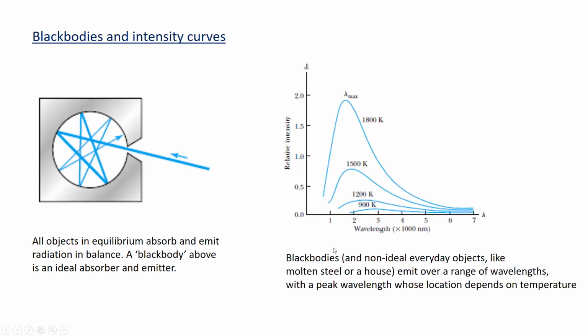And speaking of which, these are blackbody spectrums. Black bodies, as I said, and non-ideal everyday objects like molten steel or a house, just a little less efficiently, emit over a range of wavelengths. On the horizontal axis is wavelength, increasing to the right. On the vertical axis is the intensity of the radiation, the amount of energy at that particular wavelength. And the peak of the curve depends on temperature.